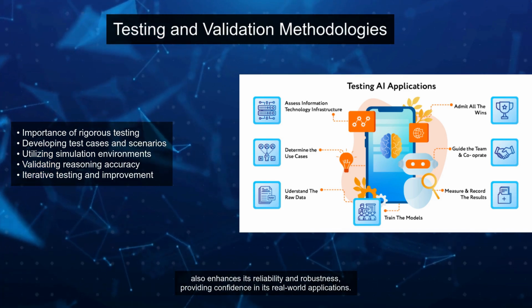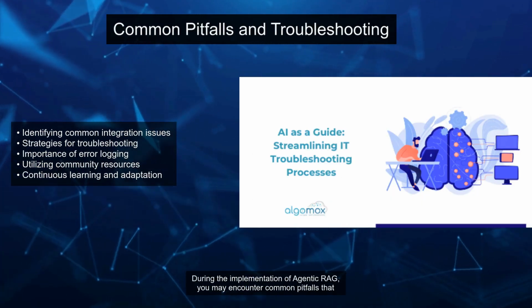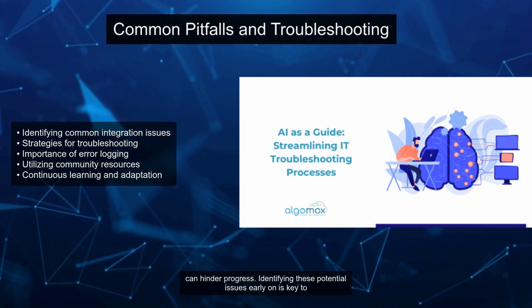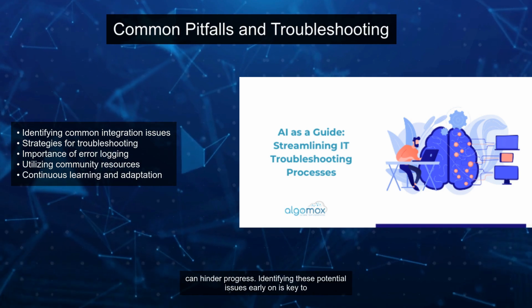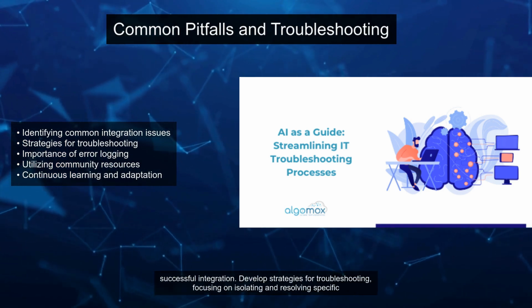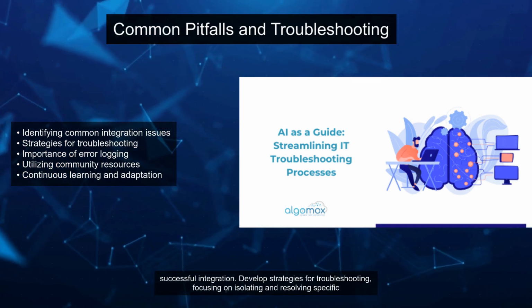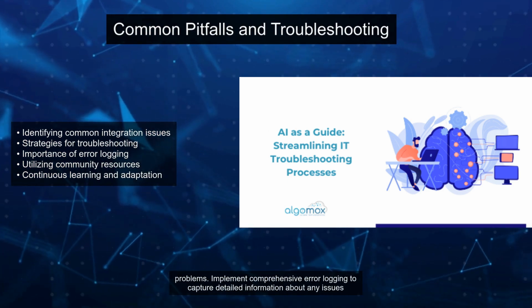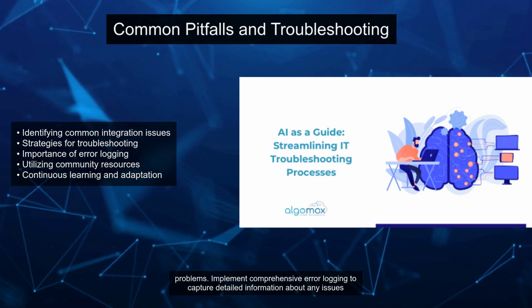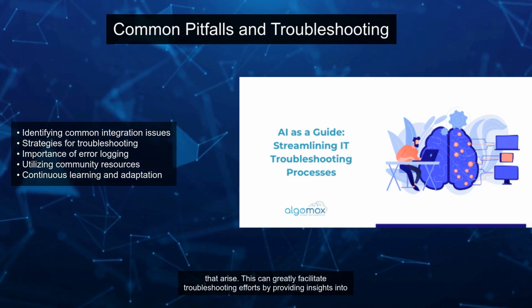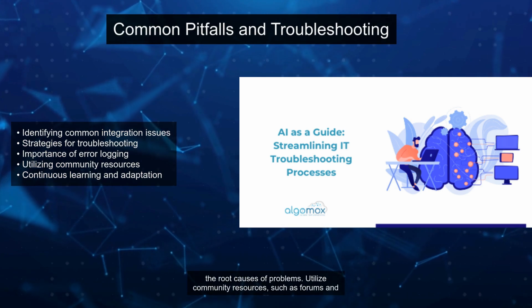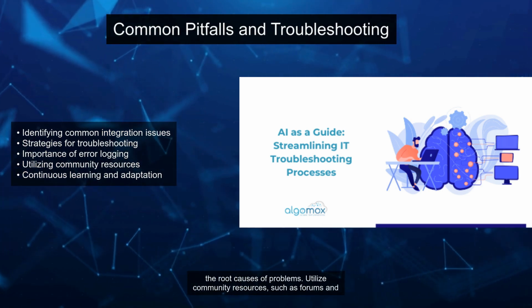During the implementation of Agentic RAG, you may encounter common pitfalls that can hinder progress. Identifying these potential issues early on is key to successful integration. Develop strategies for troubleshooting, focusing on isolating and resolving specific problems. Implement comprehensive error logging to capture detailed information about any issues that arise. This can greatly facilitate troubleshooting efforts by providing insights into the root causes of problems.